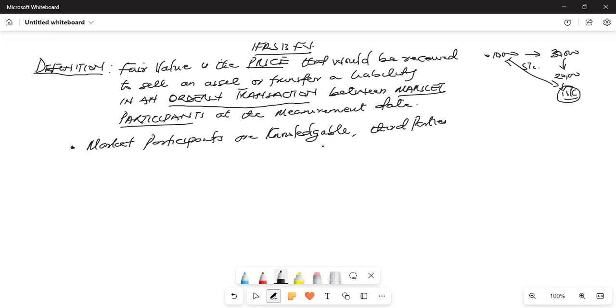All right. Why? Because these knowledgeable third parties, when they are pricing something, they consider 3 things. They will consider the condition first of the asset. Number 2, they will consider the location. Number 3, they will consider the restriction on the use of the asset. And that one will help in determination of the fair value.